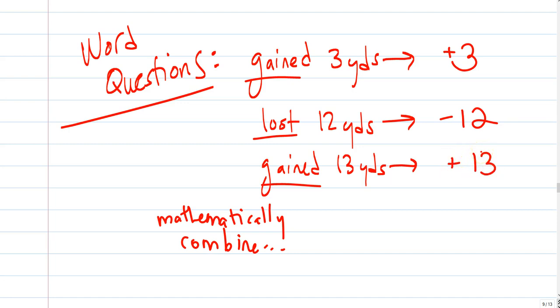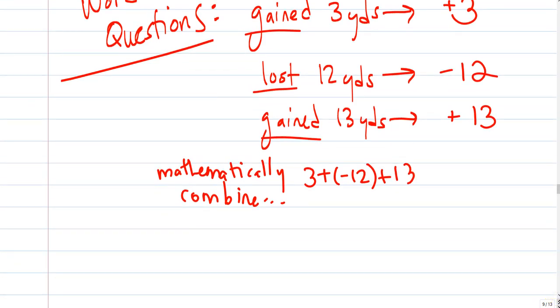So the question again, what's happened over these 3 plays? Well, I can find that out by combining 3 plus -12 plus 13. And there are 2 ways to do this. What a lot of us are going to do, if you're comfortable with the previous section, is just go from left to right. And so you're going to do 3 plus -12. I got 3 positives, 12 negatives. Combine or cancel.